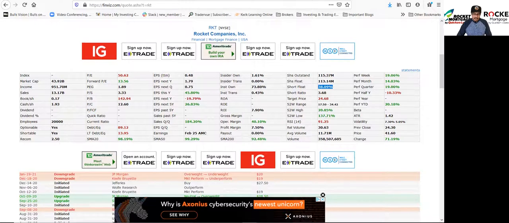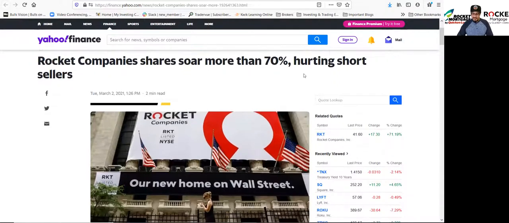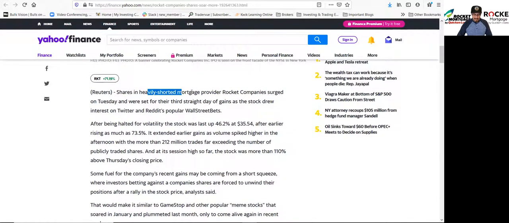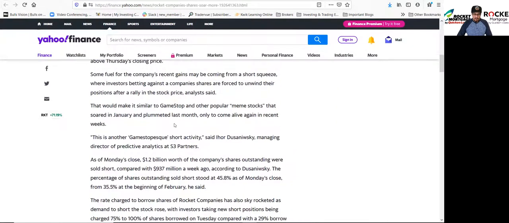So if you go over this article really quickly, Rocket Companies shares soar more than 70%, hurting some short sellers. Pretty much, shares in heavily shorted mortgage provider Rocket Companies surged on Tuesday and were set for a third straight day of gains as the stock drew interest on Twitter and Reddit's popular Wall Street Bets. So Wall Street Bets, of course, has something to do with it. And again, we all know what happened with GameStop, AMC, those type of stocks. So definitely because of the short interest and the good fundamental news, this was a target for a squeeze. But there was more than that.